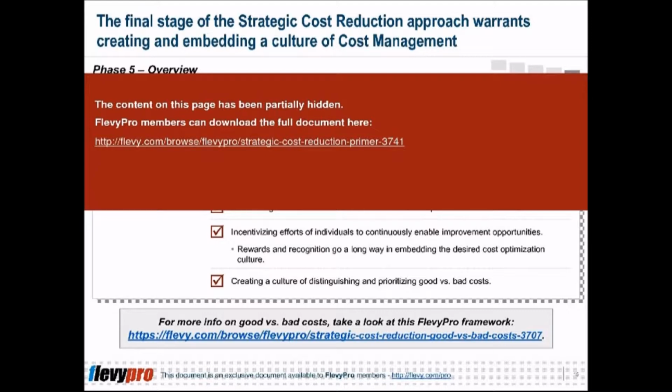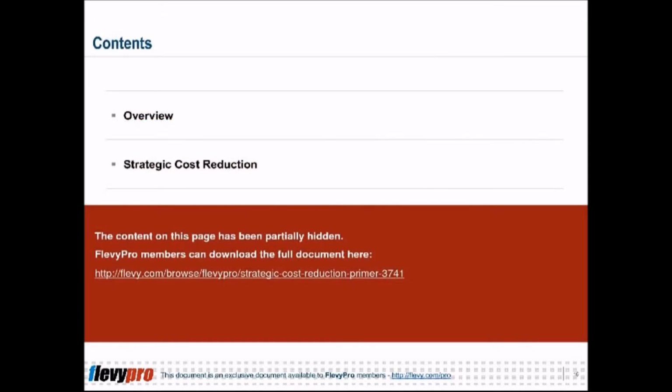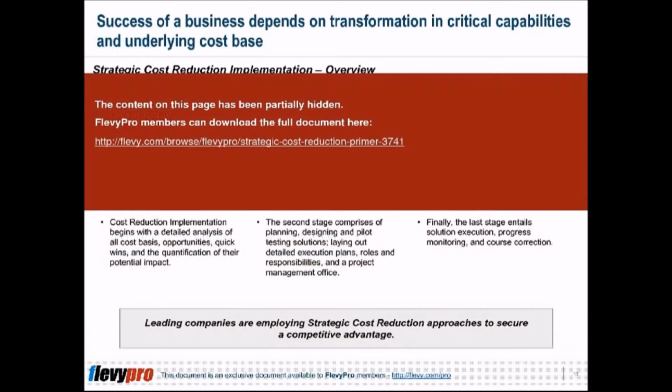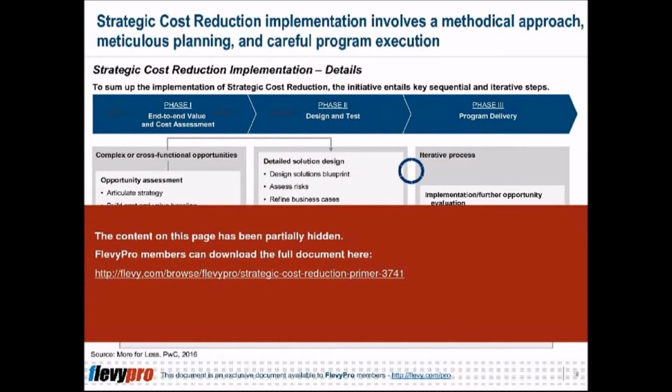Align costs to strategy. The second phase signifies differentiating the strategically critical good costs from the non-essential bad costs. It involves segregating the good costs from the bad costs, avoidable expenditures, making informed decisions to improve the good costs, clearly articulating the current skill inventory and knowing the few critical competencies crucial to meet customer expectations and remain profitable.